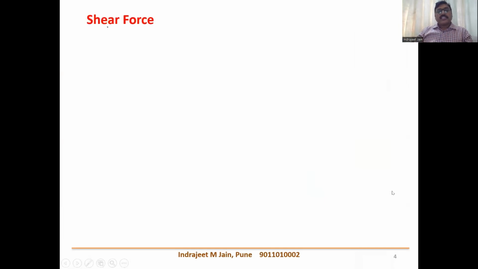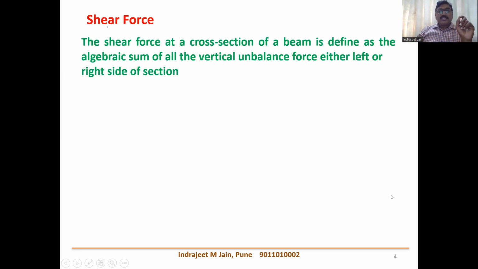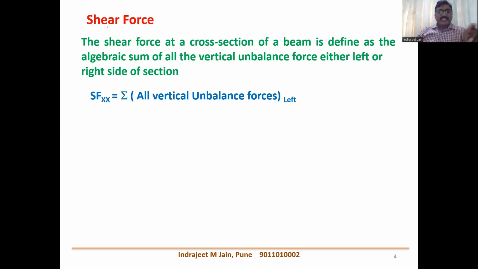Then next is the definition of shear force. The shear force is the algebraic sum of all the vertical unbalanced forces either left or right of the section. Simply, we take the summation of all the vertical unbalanced forces just left of the section or right of the section. For simplifying our numerical and to avoid confusion, we will generally consider the left side of the section for some initial numerics.